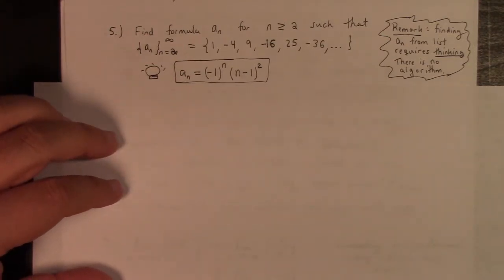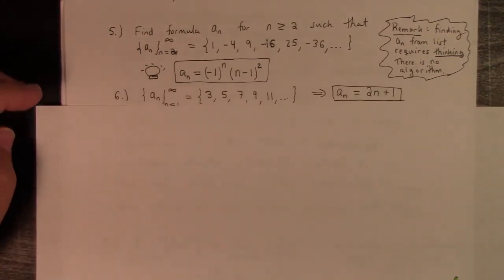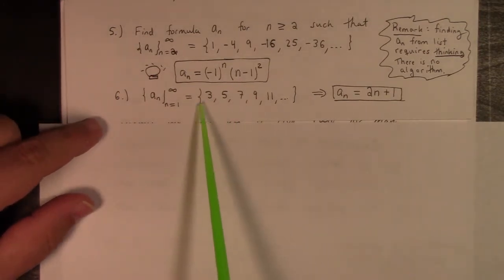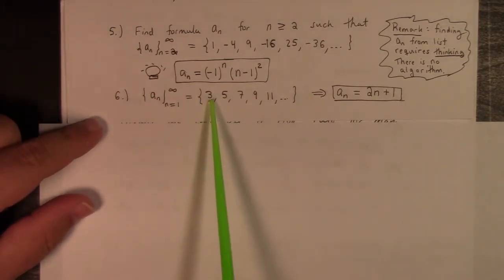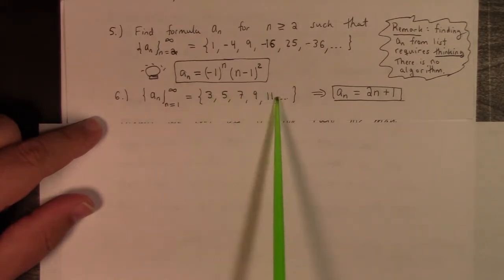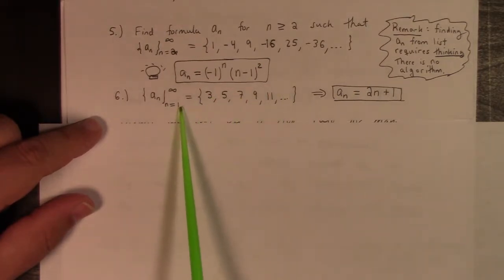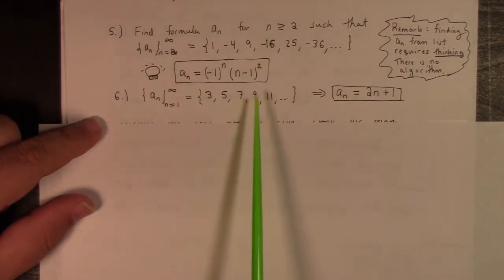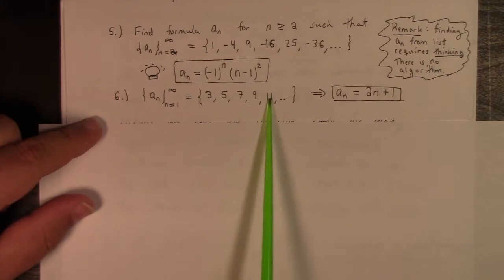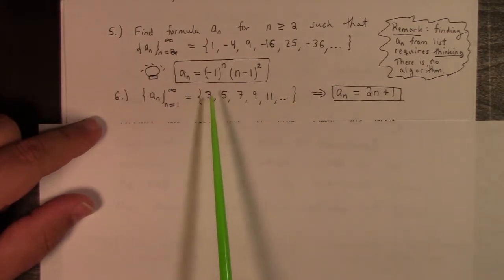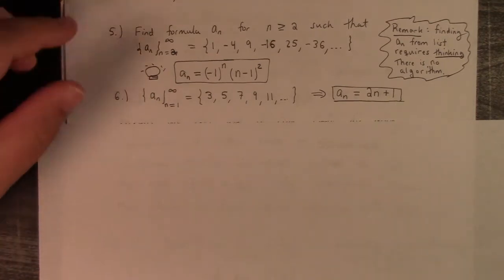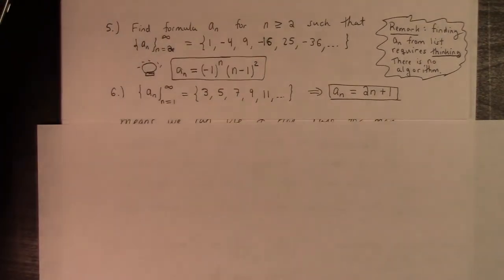I should say, finding a sub n from a list requires thinking. I cannot tell you a general algorithm, but there are of course problems where you want to see if you can see the pattern. Here's the list of odd positive integers: 3, 5, 7, 9, 11. So if you look at it, you go, okay, that's 2n plus 1, that's 2n plus 1, that's 2n plus 1. For n equals 1, 2, 3, 4, 5, it all matches that pattern. All right.